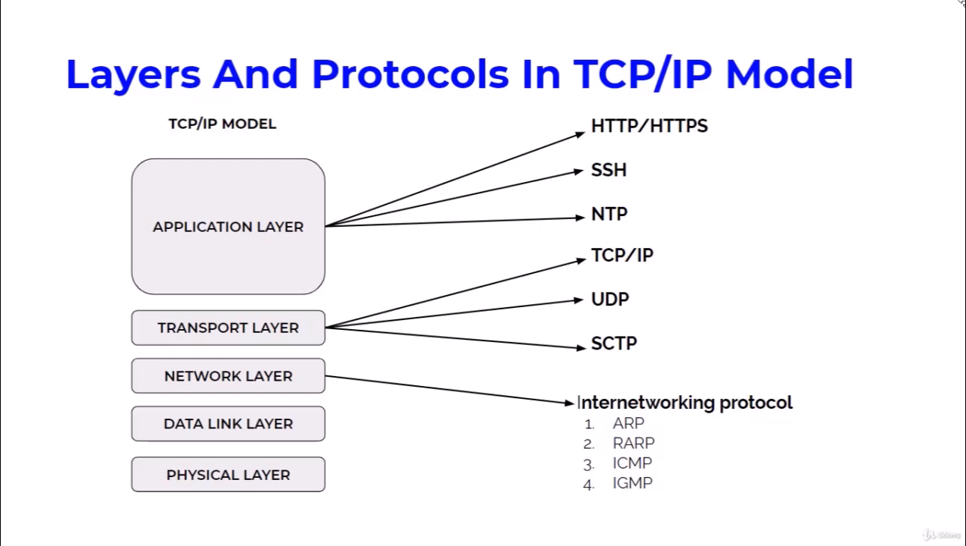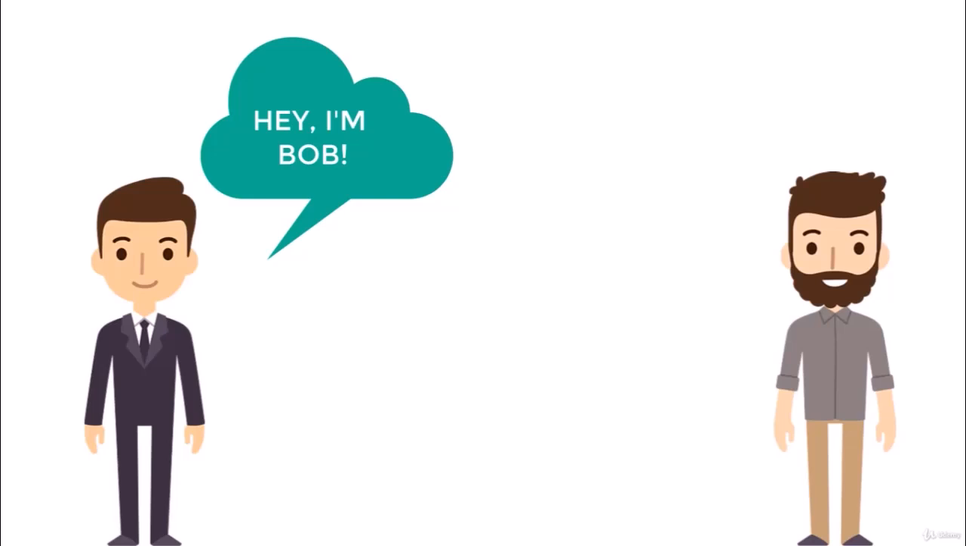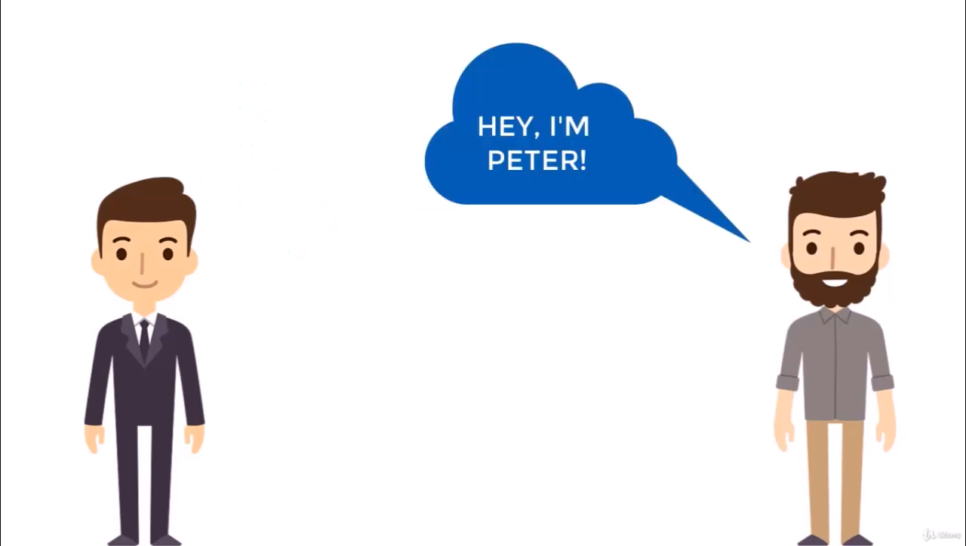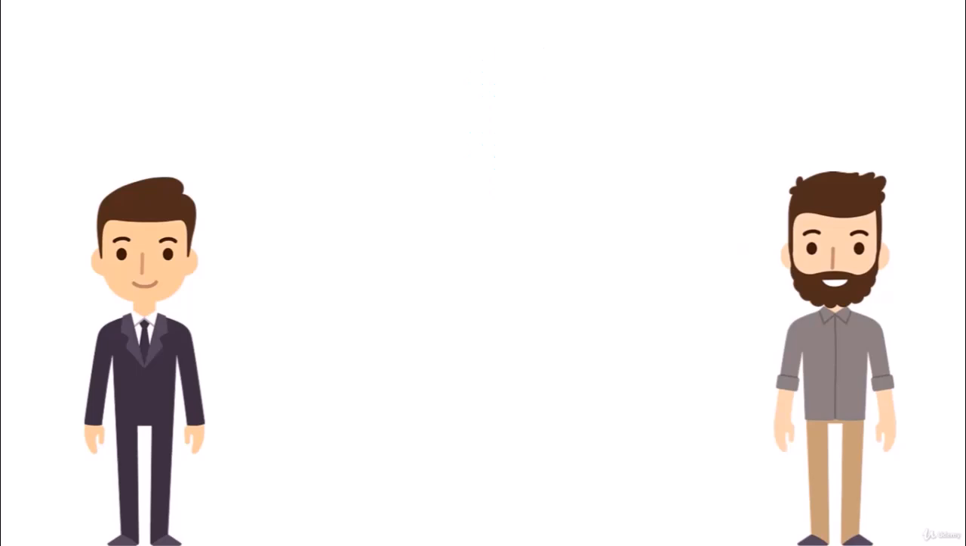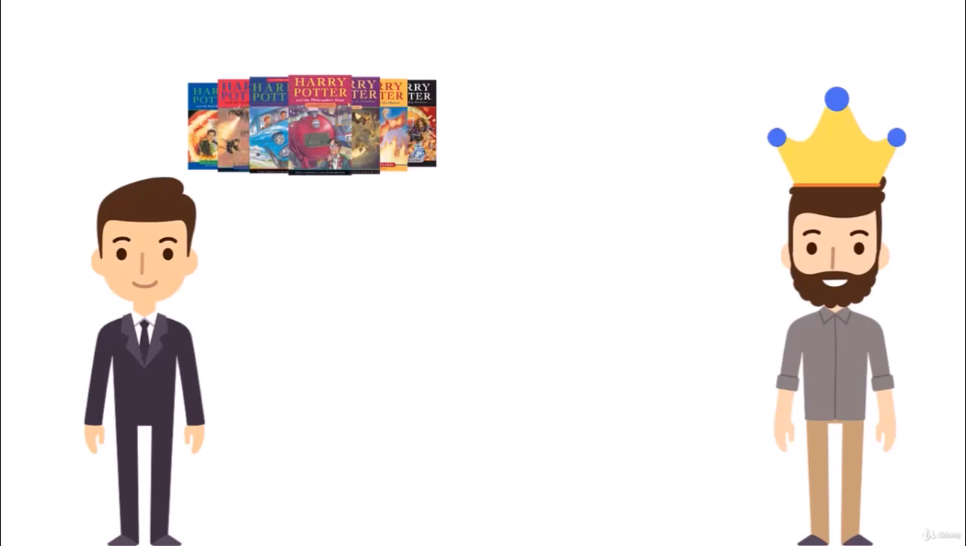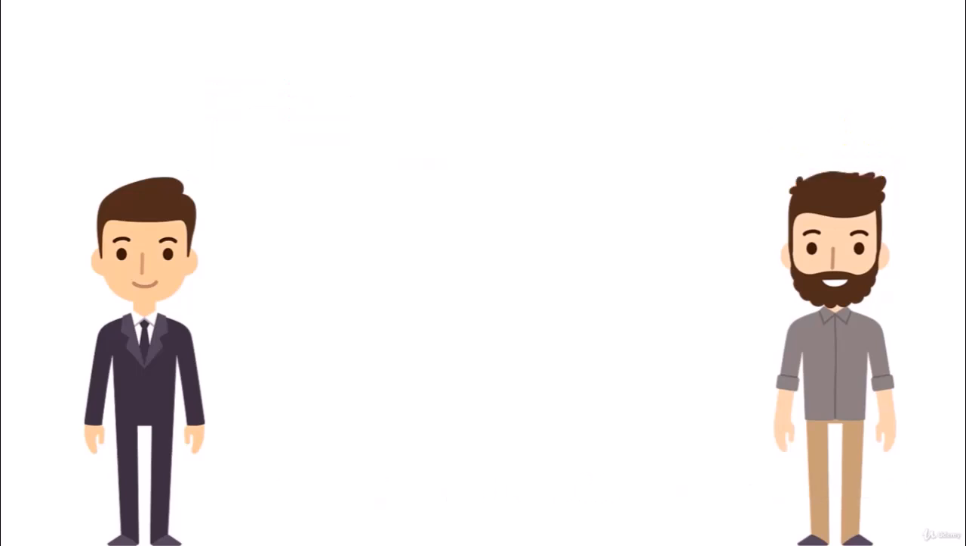Now, for explanation purposes, I will demonstrate it in a 4-layer model. Let us consider Bob and Peter are two friends who live in different cities, say city A and city B. It is Peter's birthday and Bob has decided to send his friend a Harry Potter series book as a birthday gift. So in this case, Bob is the sender, that is the source, and Peter is the intended receiver, that is the destination. Now there are 7 books in the Harry Potter series, say each weighing 1 kg.